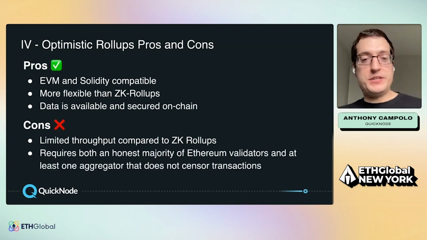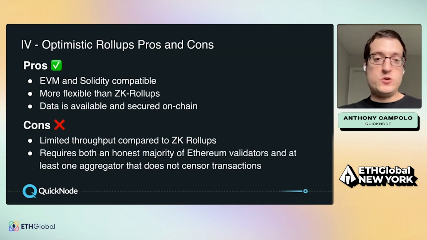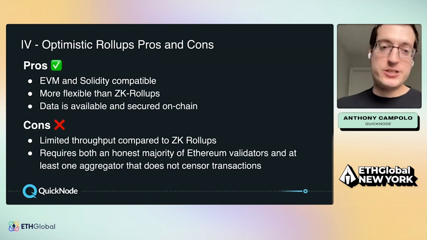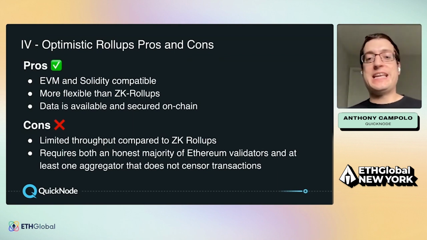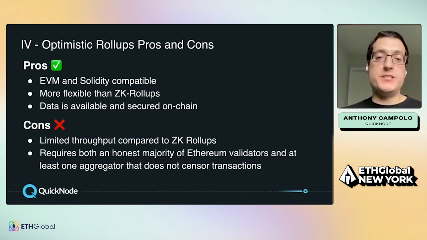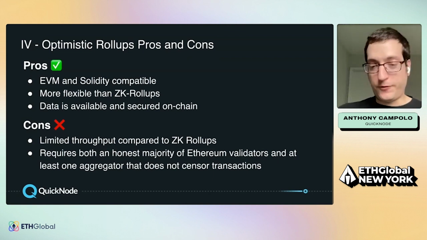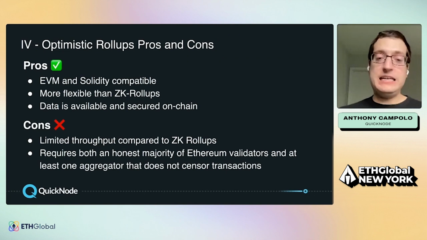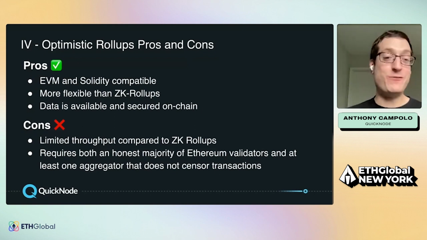And then it requires both an honest majority of Ethereum validators and at least one aggregator that does not censor transactions. When it says one aggregator that does not censor transactions, they mean that you only need one person who is honest, who's available and ready to call fraud on it. And so that is the fraud proof, because it's optimistic. You need someone to actually verify and call fraud if fraud happens. But among the entire system, you only need one person to do that. So if you feel confident that within the entire span of blockchain people out there in the world, you have one person who's actually paying attention, then hopefully this would work.